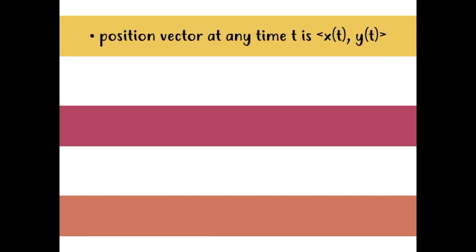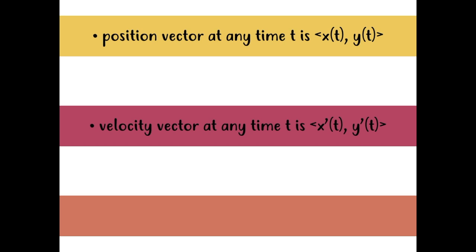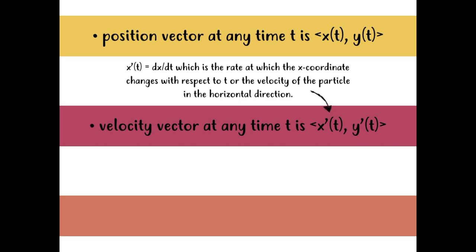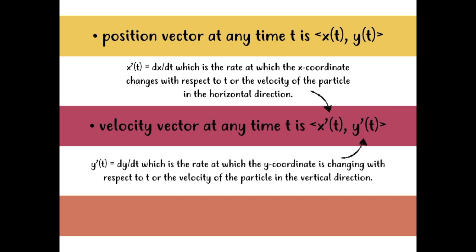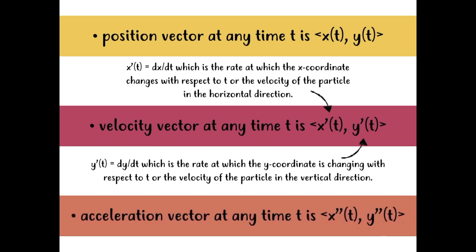We have the position vector at any time t, the velocity vector at any time t, and don't forget x prime of t is essentially the rate at which the x-coordinate changes with respect to t, or the velocity of the particle in the horizontal direction, and y prime of t is essentially the rate at which the y-coordinate is changing with respect to t, or the velocity of the particle in the vertical direction. Lastly, we have the acceleration vector at any time t.